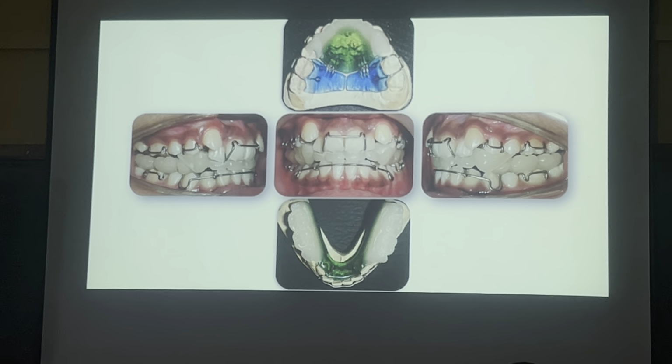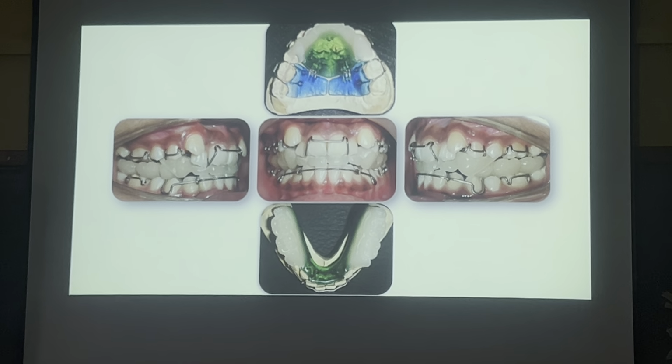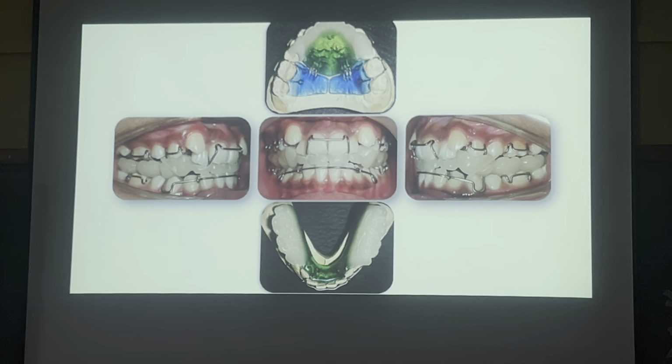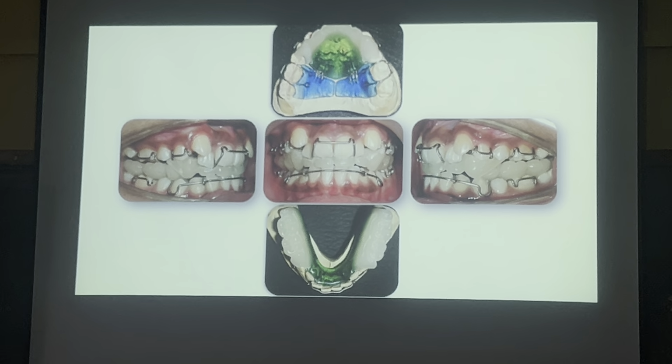This was the appliance design: Adams clasps on the upper premolar, the first molar and the central incisor. Two jet screws are placed to create the space, to distalize the molar and proclaim the upper anterior.